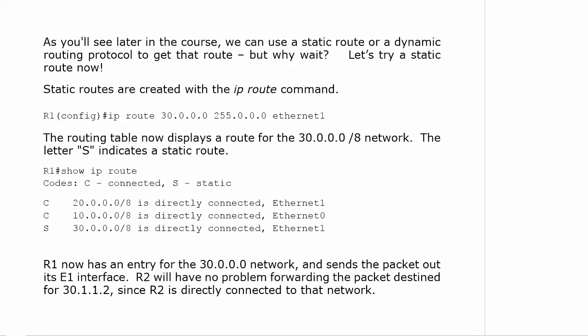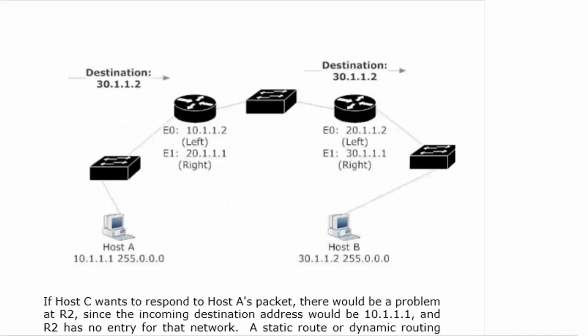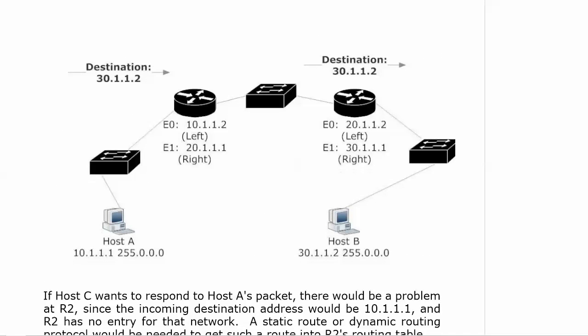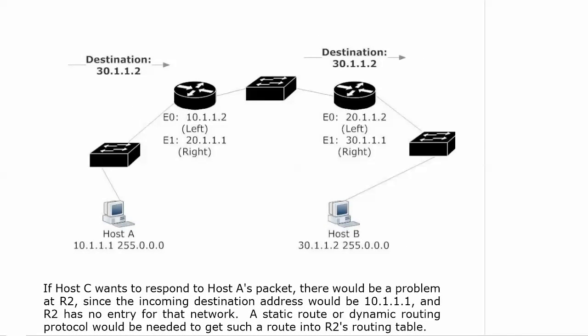Router 2 has no problem with routing packets to 30.1.1.2 because router 2 is directly connected to that network. And here's our success. This is exactly what happens. Packets come in for 30.1.1.2. Now that router 1 has a static route, Ethernet 1, it's saying just any packets for the 30.0.0.0 network, just shoot them out Ethernet 1, shove them out there, however you want to put it.